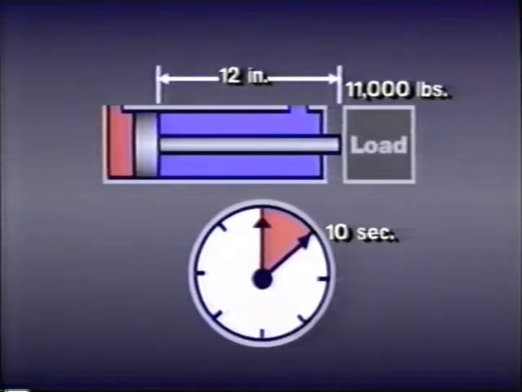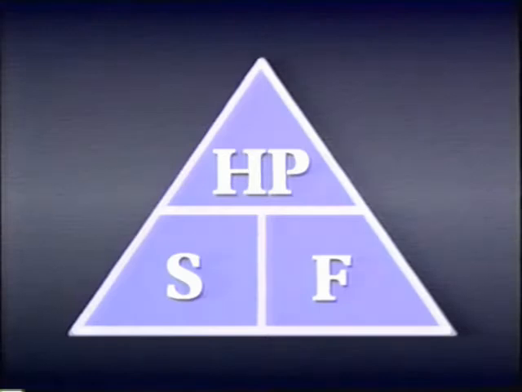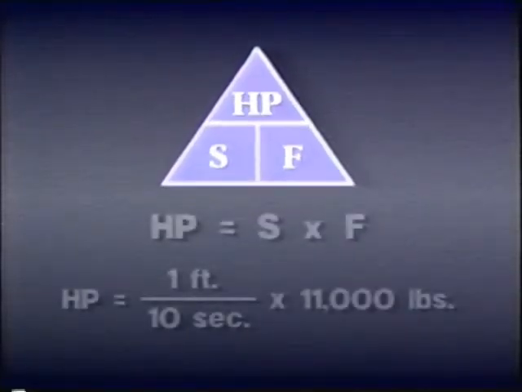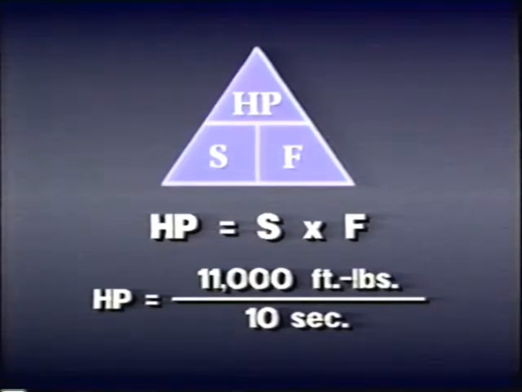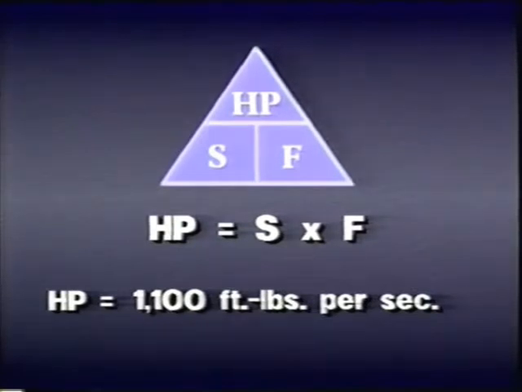For example, suppose we need to know how much horsepower it will take for a cylinder to move an 11,000-pound load 12 inches in 10 seconds. Our formula says that horsepower is equal to speed times the force. The speed is 12 inches or 1 foot every 10 seconds, while the force is 11,000 pounds. 1 foot times 11,000 pounds is 11,000 foot-pounds, which must be divided by 10 seconds. That gives us 1,100 foot-pounds per second.